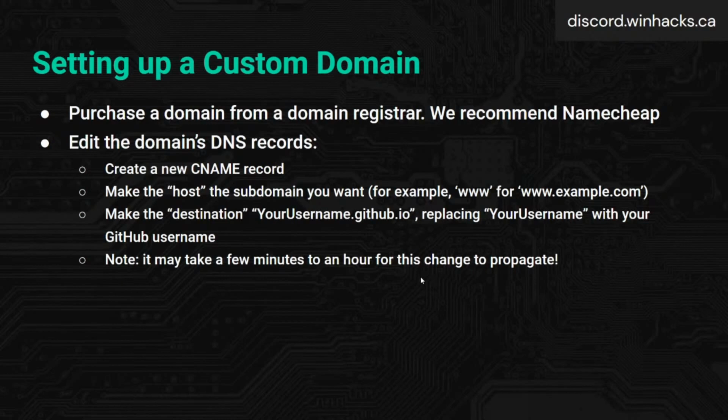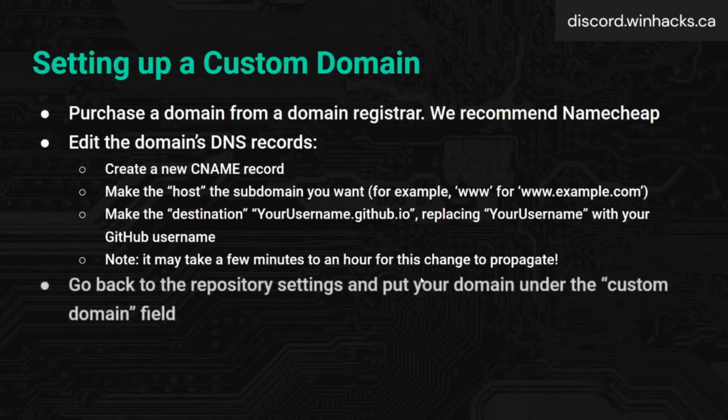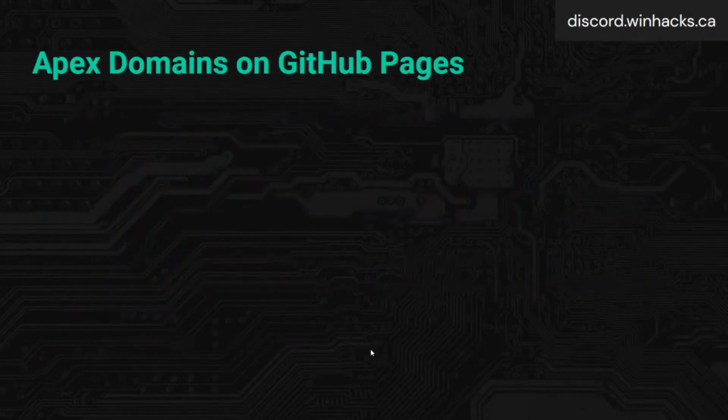And then here's the thing about Namecheap: it may take a bit to actually come into effect. So if you just create your record and then you try and go and put it in GitHub Pages, it might not work because GitHub Pages has to detect that it's valid and everything. So it might not work for the beginning. So you may have to wait. Then, you go back to the repository. You put your domain under the custom domain field. We'll go over that as well. And then, hey, check out your new website.